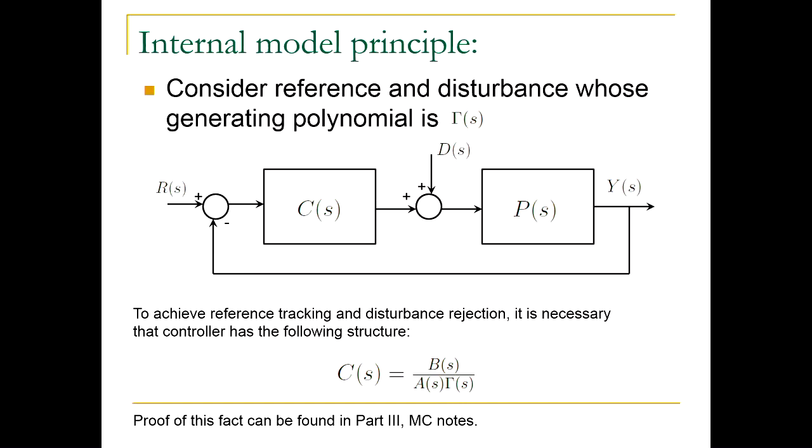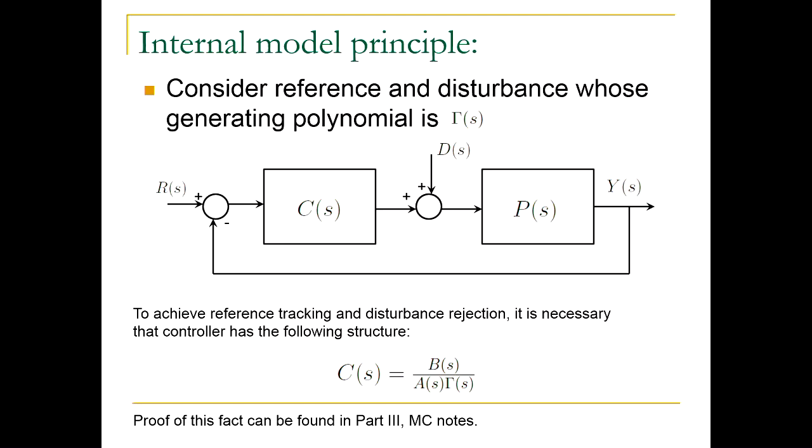So consider a reference and disturbances that can be generated by some generating polynomial gamma, right? Then the internal model principle states that to achieve reference tracking and disturbance rejection, in other words, zero steady state error, it is necessary that the controller has the following structure. You have to have inside the controller this gamma polynomial, which is the generating polynomial for references and disturbances. All right? So it's necessary to have this controller structure.